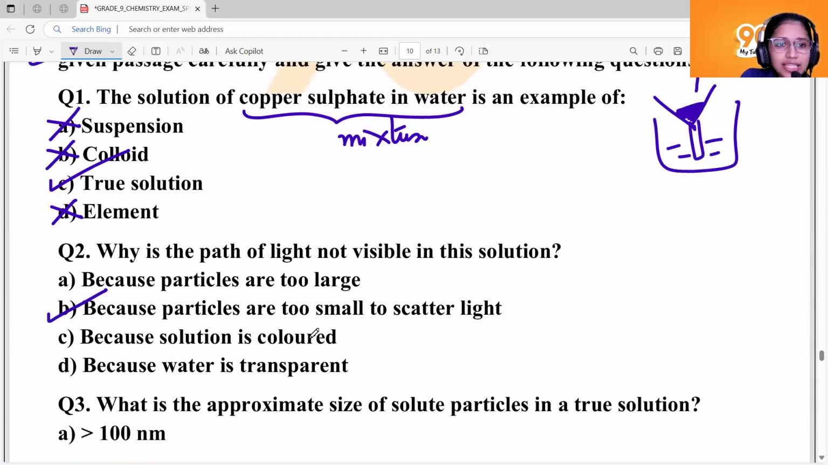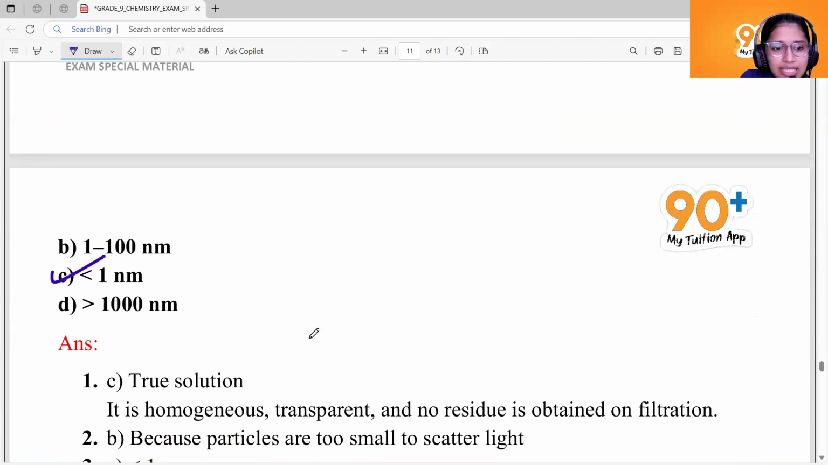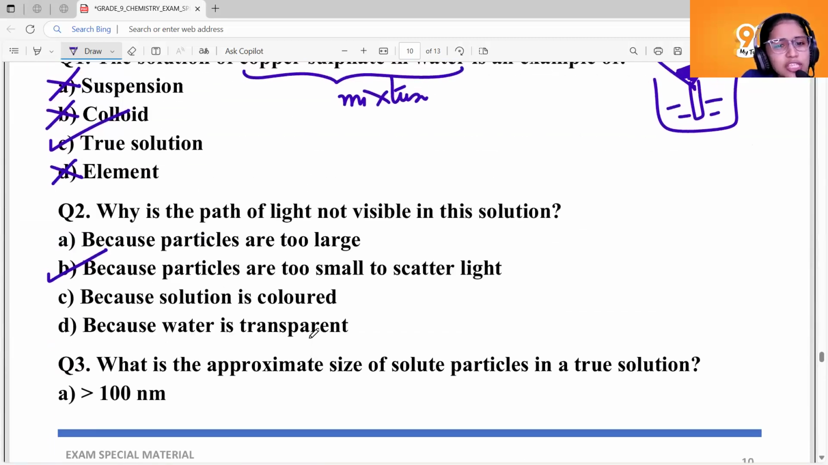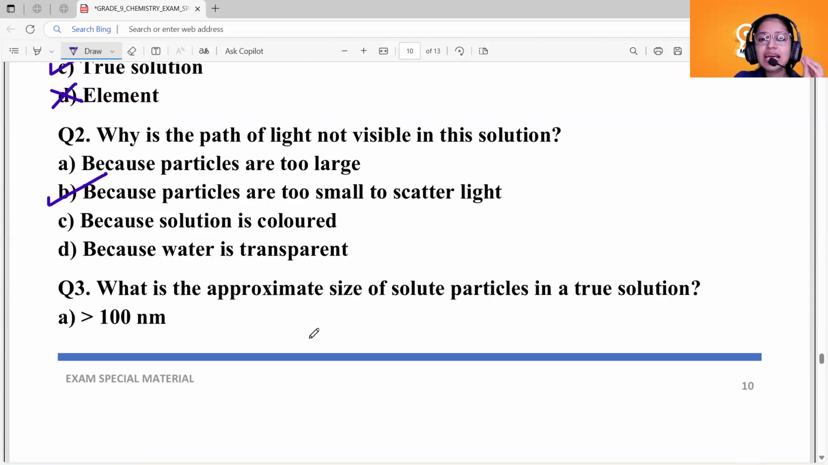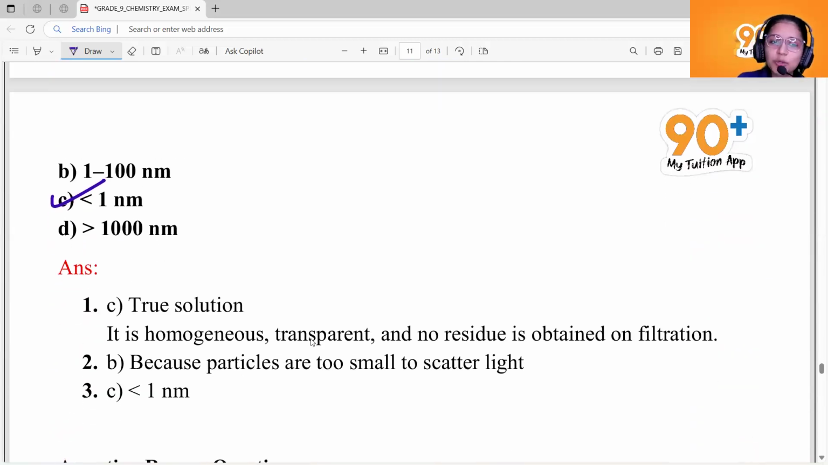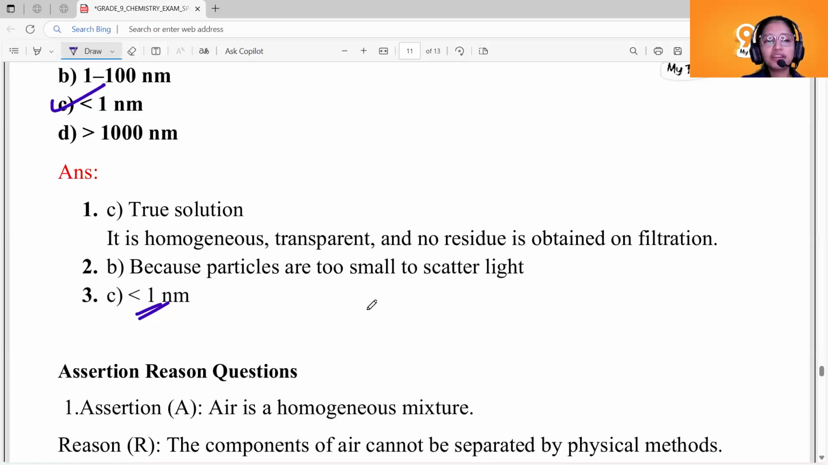Yeah, the first one is a true solution. We've marked that. Second question, because the particles are too small to scatter light, we've marked that. Approximate size is less than 1 nanometer. That also we have marked. Okay, fine. Now we move on to assertion and reason type questions.